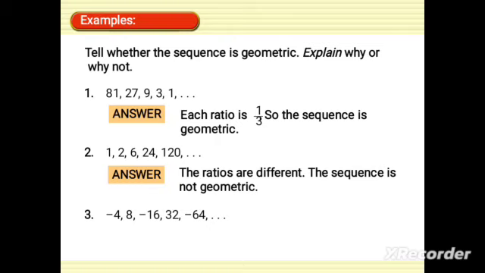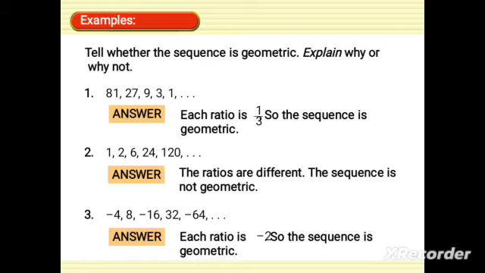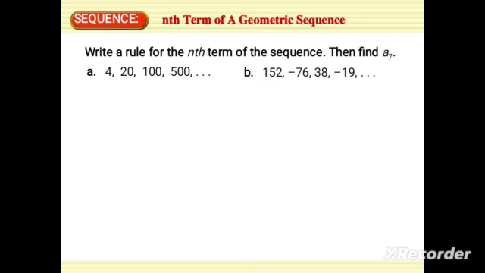If we go for the third one, the sequence is -4, 8, -16, 32, -64, and it continues. So we find out that you get the common ratio to be constant, that is -2. So the sequence is geometric in this case.